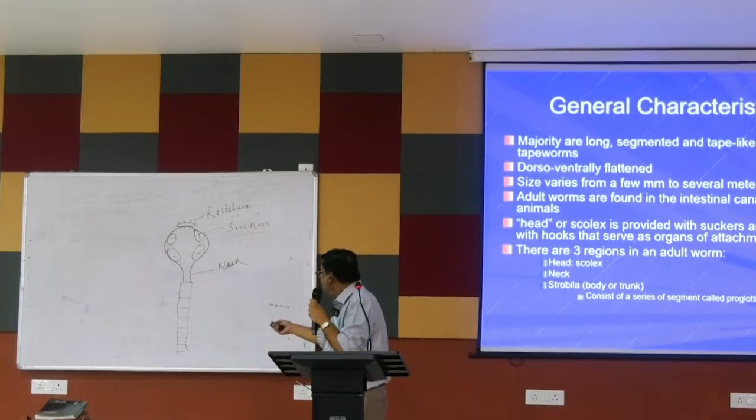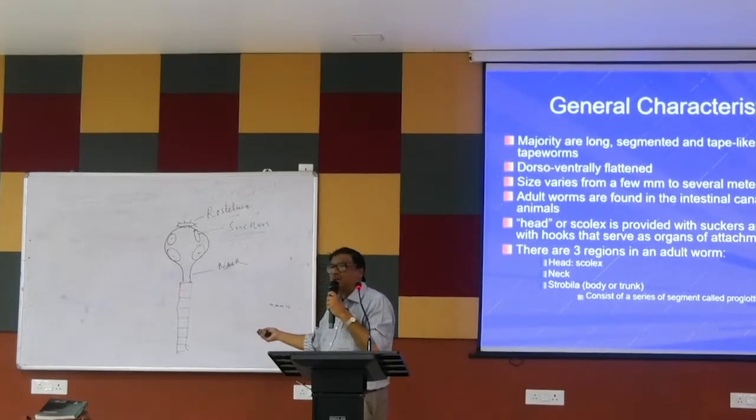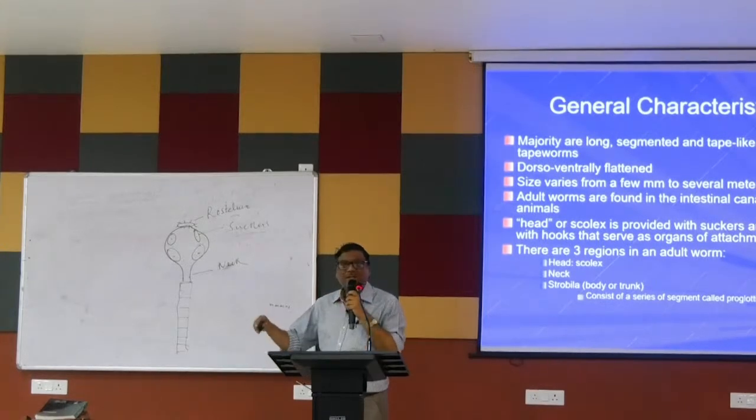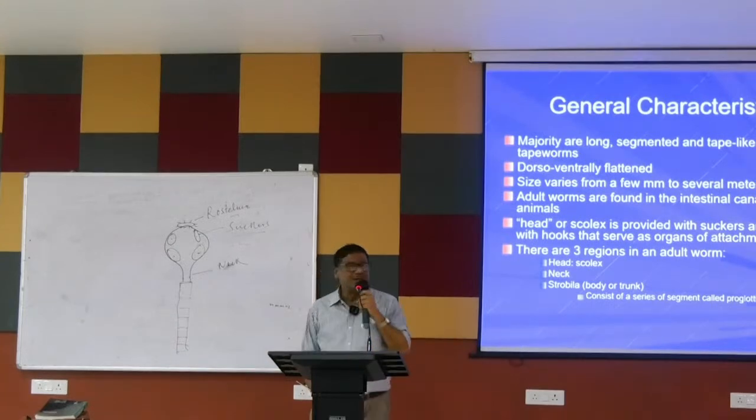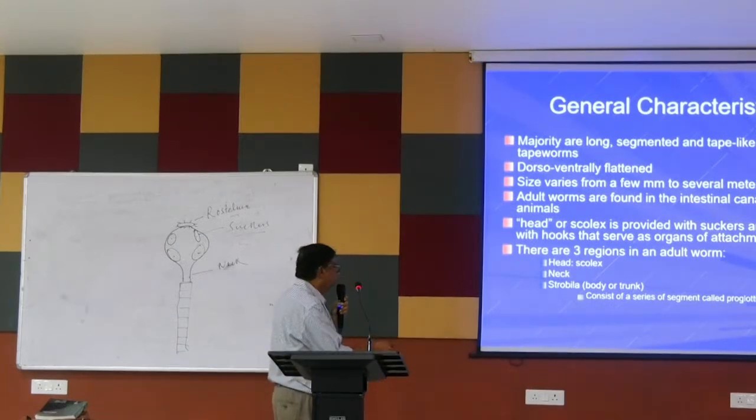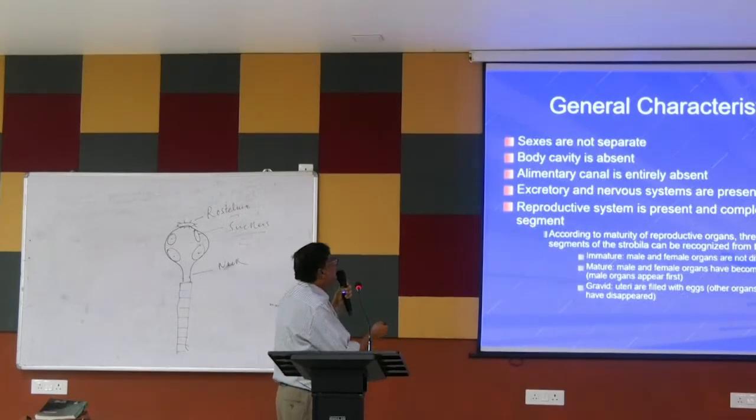The first is the immature segment. No separation of sexes is seen. They are hermaphrodite in nature. And then the mature segments, where the sex organs slightly develop. And then the gravid segment. Both testes and ovaries are seen in the same segments. These are a hermaphrodite group. The sexes are not separate.